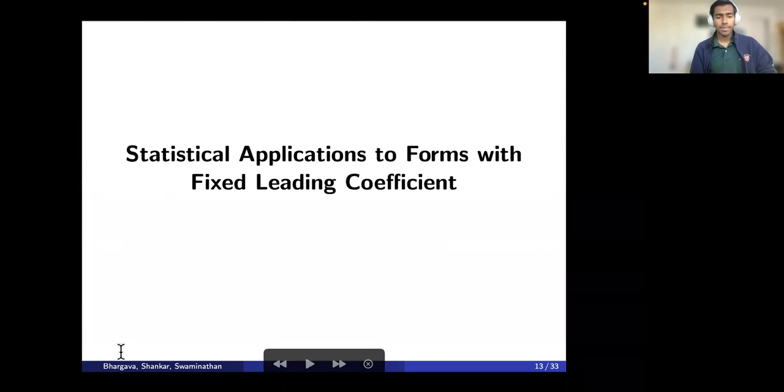Okay, so now I want to talk about applying the parametrization, and I'll start with the applications concerning binary forms of fixed leading coefficient.